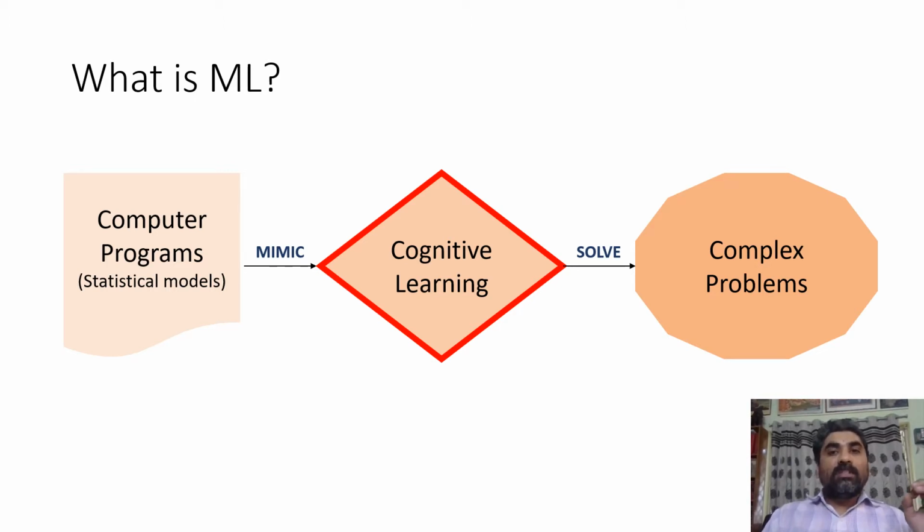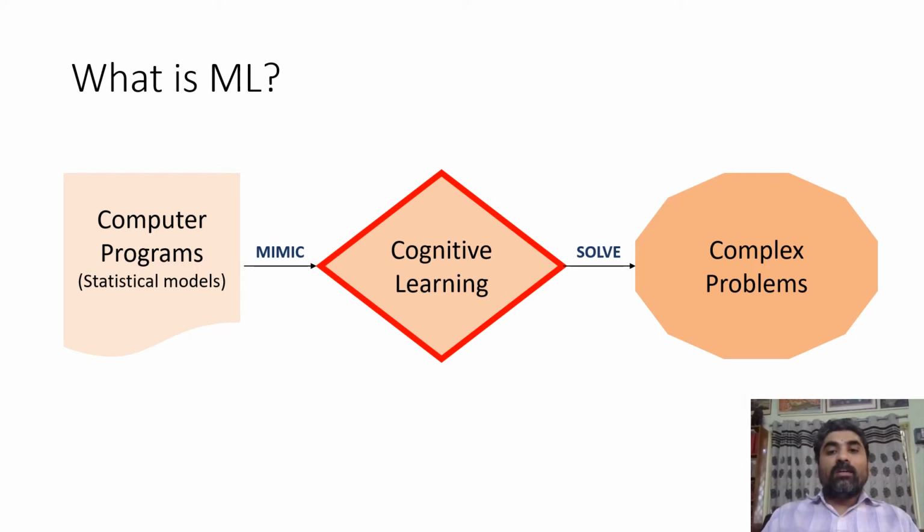So, the goal in machine learning is not to reproduce or copy the exact process of cognitive learning, but to merely imitate or mimic the kind of cognitive learning that happens in human beings. And because it's basically a process of imitation, the computer programs are essentially statistical models and not models of the human brain or something like that.